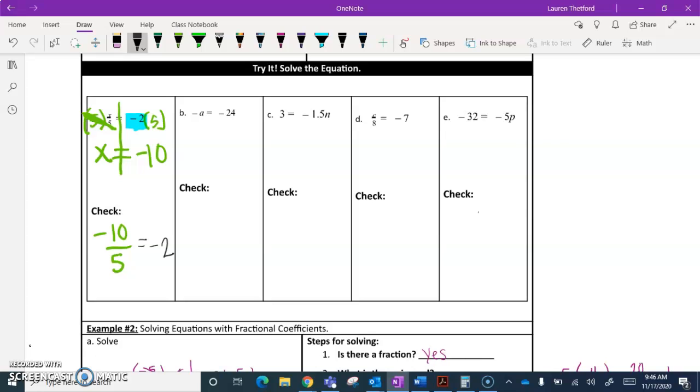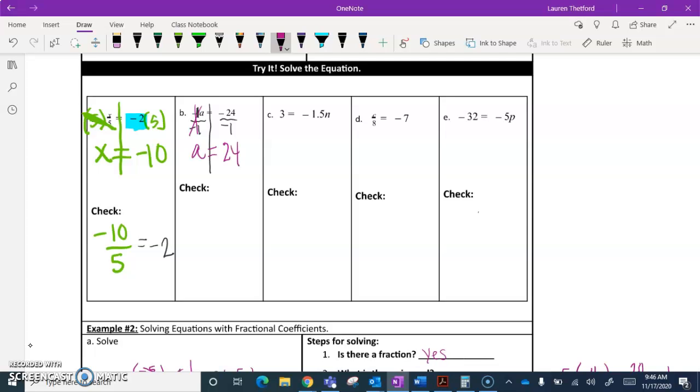For B, we have negative 1 times A equals negative 24. So I'm going to draw my line. Negative 1 times A, so the opposite is to divide by negative 1 on both sides. These cancel, and so I have A equals negative 24 divided by negative 1 equals 24.